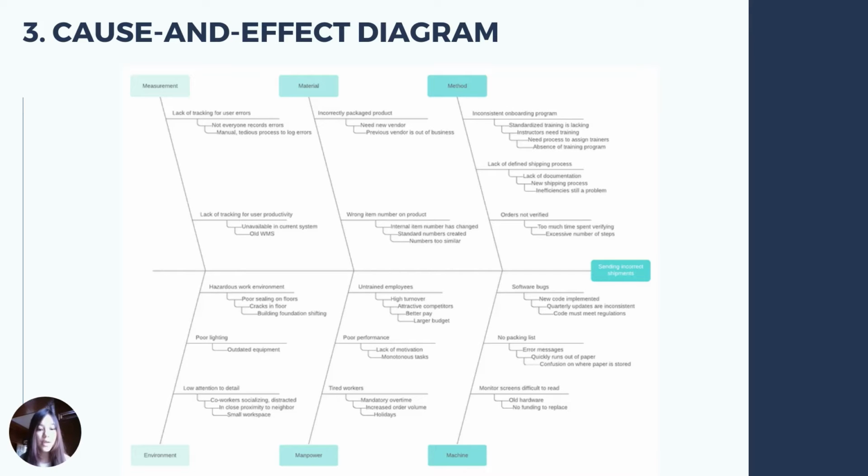As you can see here, in the measurement category, the cause is lack of tracking for user errors and lack of tracking for user productivity. On the material, the cause is incorrect package product, and on the method, the cause is right here, lack of defining shipping process, and so on. The effect of these causes is right here: sending incorrect shipment. So this is the example of a cause and effect diagram.